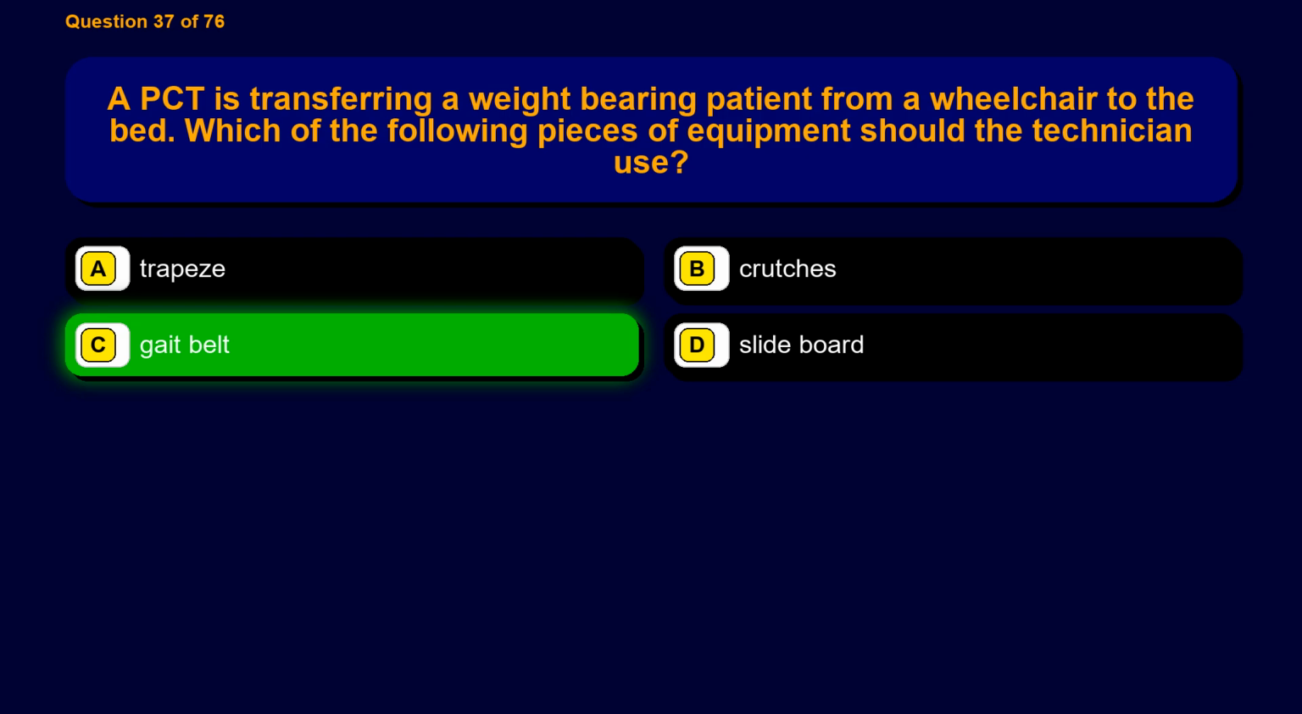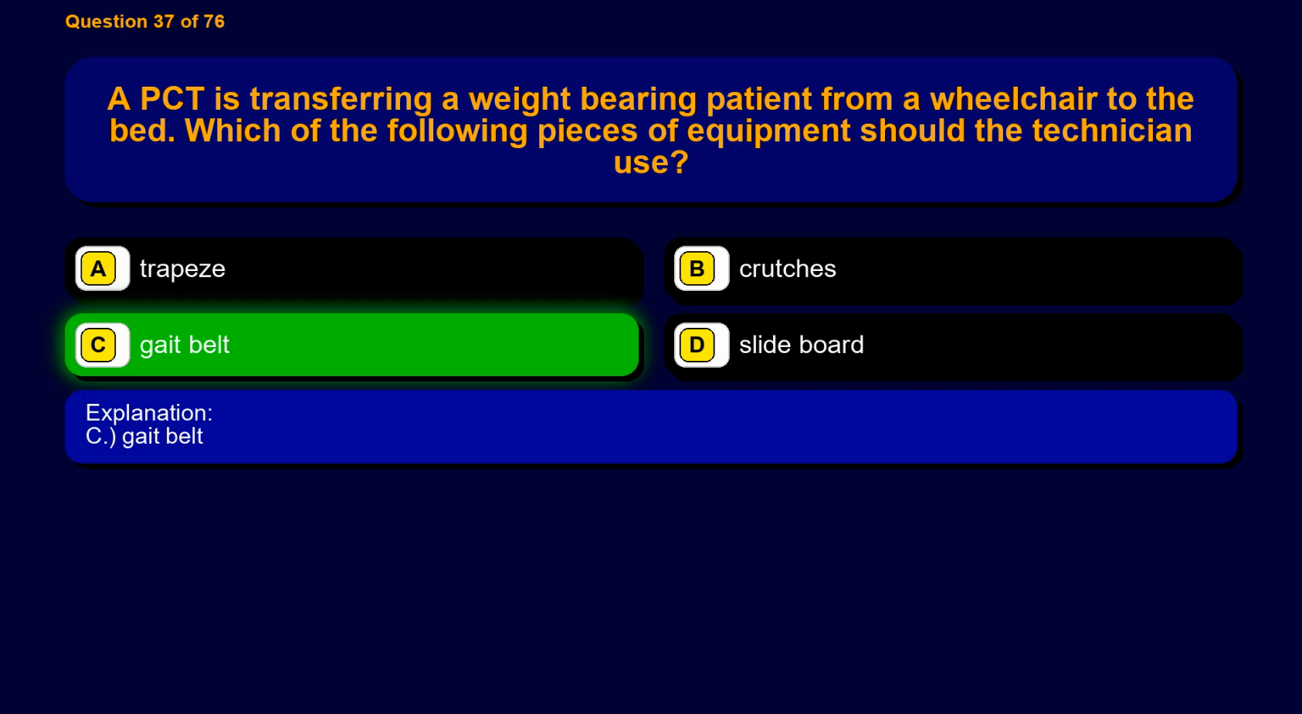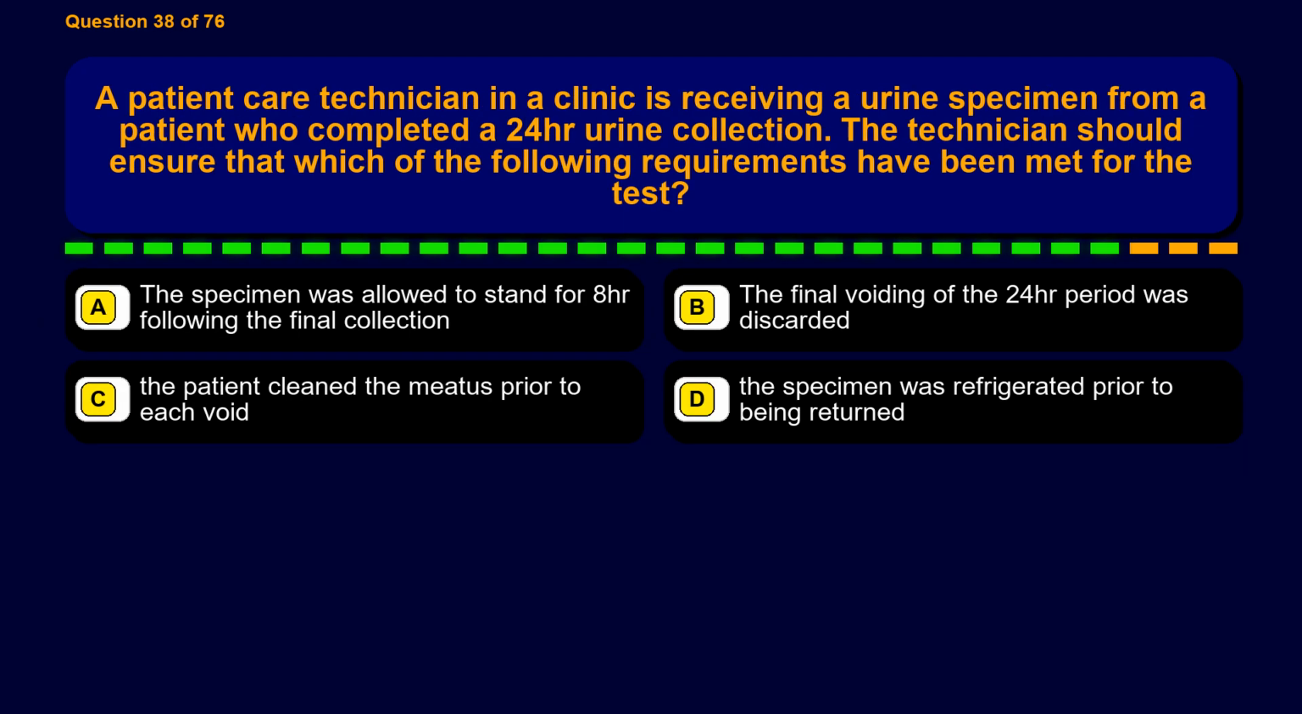The correct answer is option C, gait belt. Question 38. A patient care technician in a clinic is receiving a urine specimen from a patient who completed a 24-hour urine collection. The technician should ensure that which of the following requirements have been met for the test? Option A, the specimen was allowed to stand for 8 hours following the final collection. Option B, the final voiding of the 24 hours period was discarded. Option C, the patient cleaned the meatus prior to each void. Option D, the specimen was refrigerated prior to being returned.